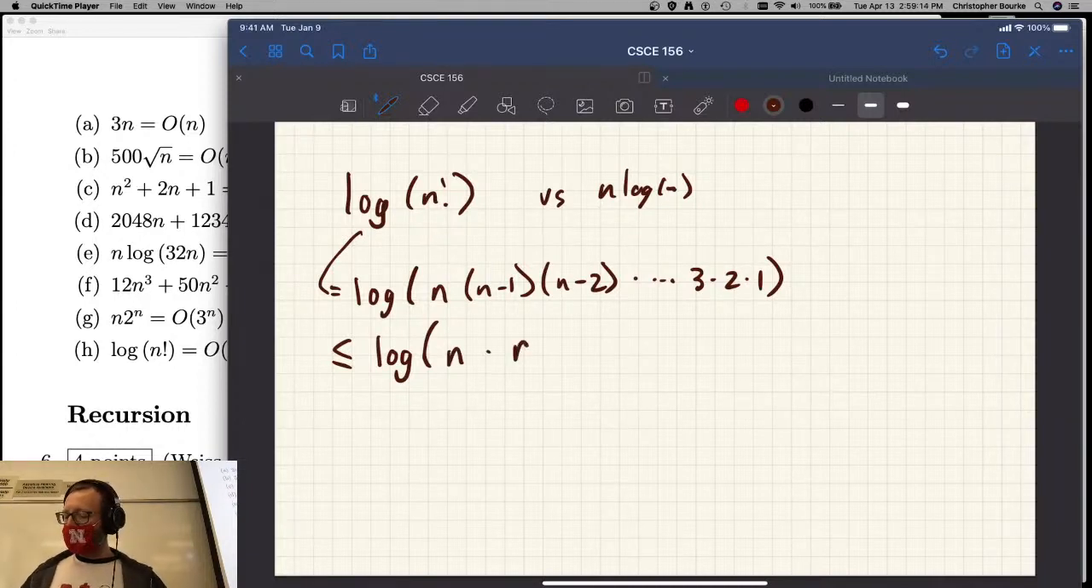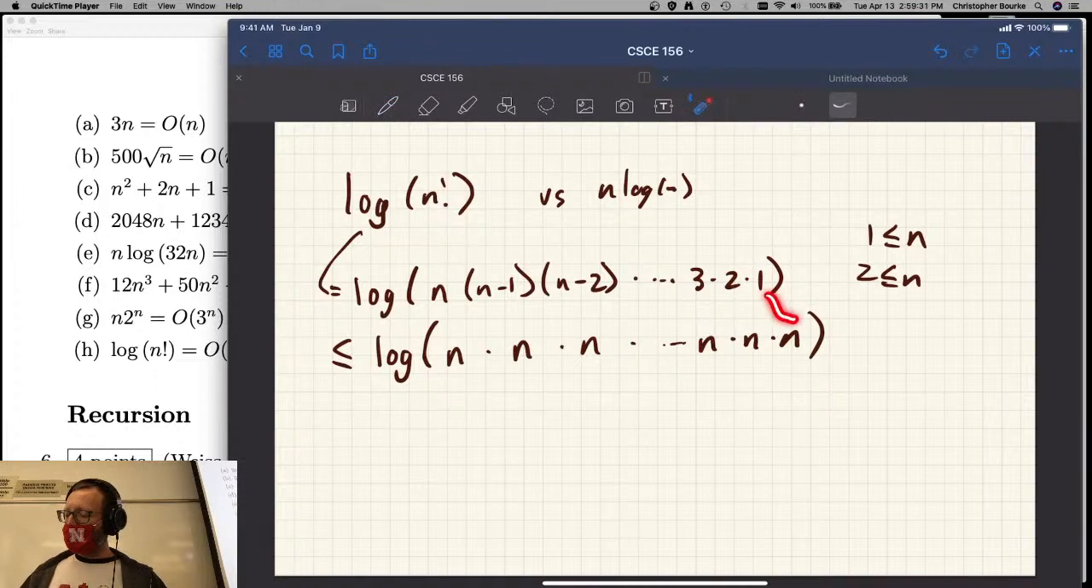n times n times n times ... n times n times n. What did I just do? I replaced each one of those terms with n. Why? Well, 1 is less than or equal to n for all n greater than or equal to 0. 2 is less than or equal to n, so I made this one bigger, I made this one bigger, I made this one bigger, I made this one bigger. This one just stayed the same. That's why it's less than or equal to. Okay?